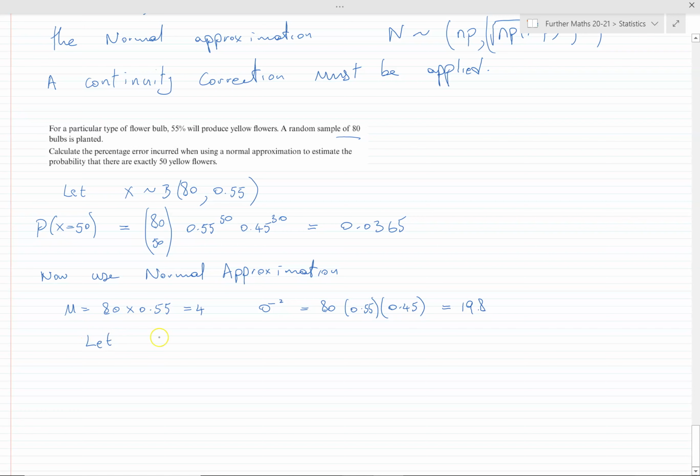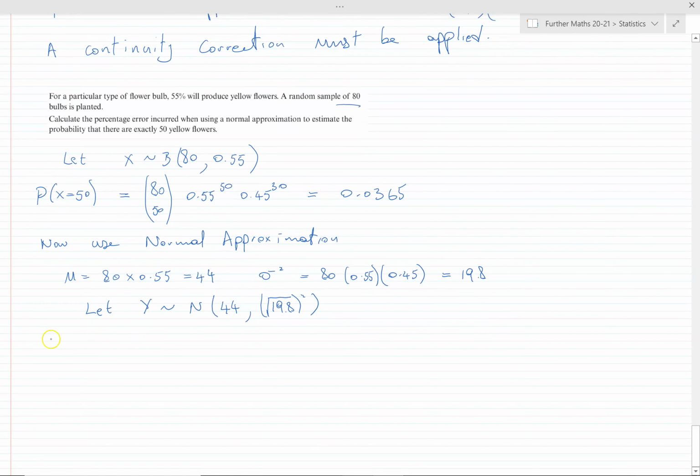So what I'm going to do is call this something different, because it's a different distribution. Let Y be normally distributed with mean 44 and variance 19.8. Sometimes I even like to write it like that, to emphasize the standard deviation is the square root of 19.8, and the variance is 19.8. Okay, so we're not using the tables anymore.